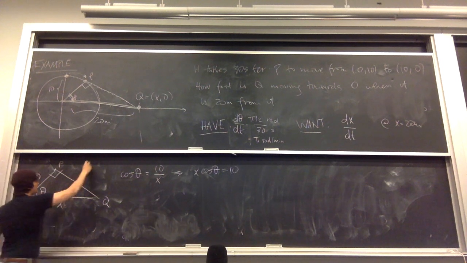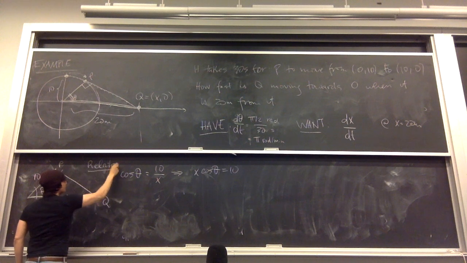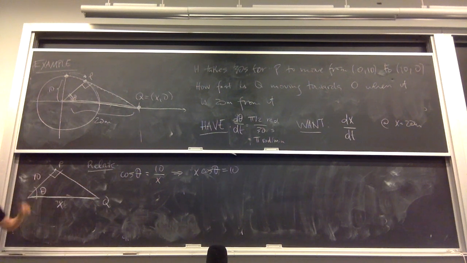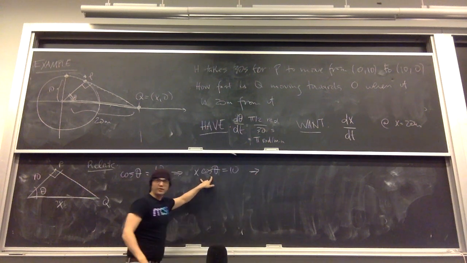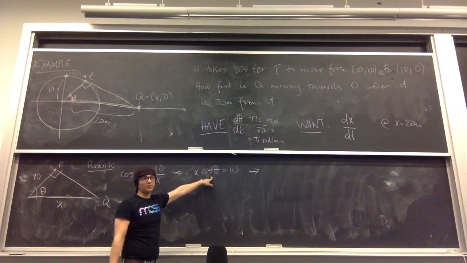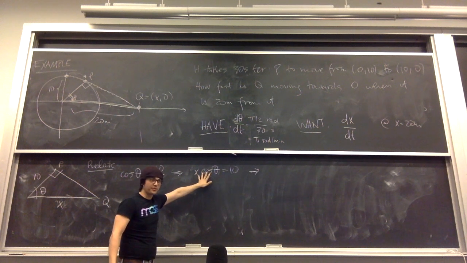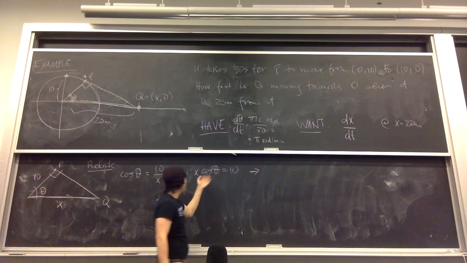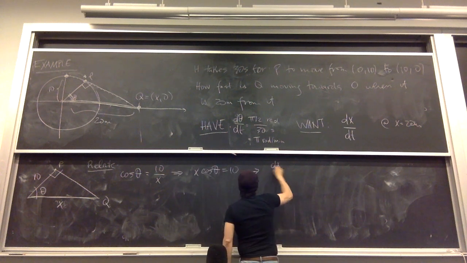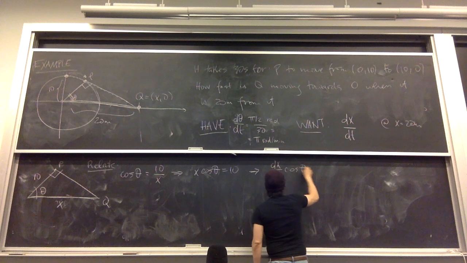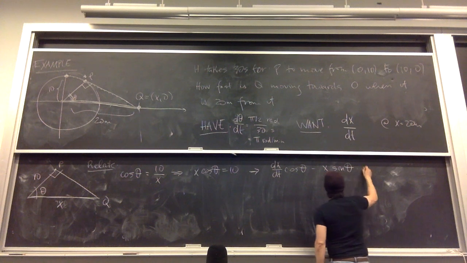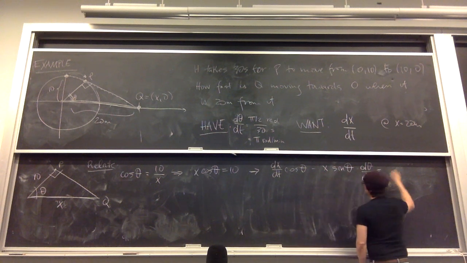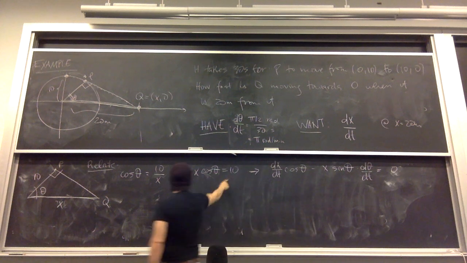So that's the relationship. This is the relate step. I managed to relate the thing that I want with the thing that I have. Can I take the derivative of this? What rule do I need now? I do need chain rule, but more than that, product rule. If you see a product, you have to use product rule, because both of these are unknowns. If I take a derivative with respect to t, it's the derivative of the first times the second, plus the first times the derivative of the second, which turns this to a minus sine theta, and I multiply by d theta dt. The right hand side becomes zero.